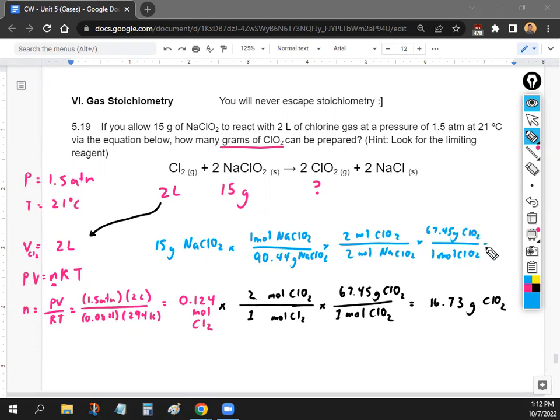I'm running out of space. Okay, and so your final answer, you should get 11.2 grams of ClO2. And so from here, we can find out exactly how much ClO2 can be produced, and it's going to be right there. All right, so that's gas stoichiometry. It's just regular stoich. We just added the ideal gas law into it.